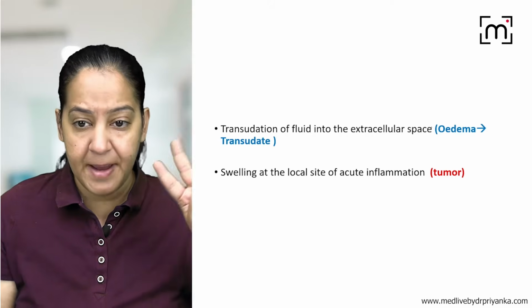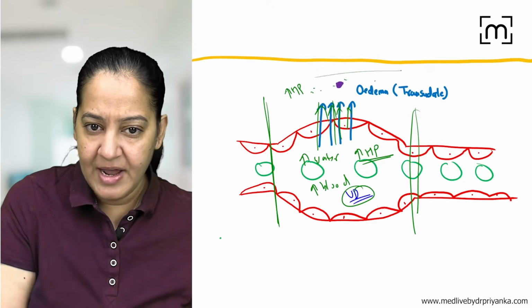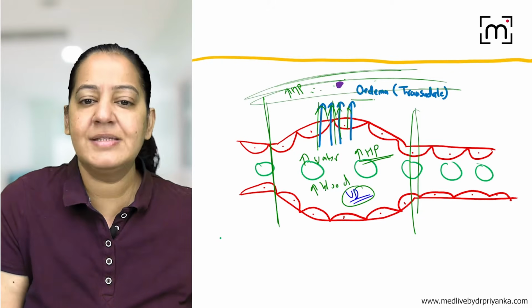So because of the imbalance, the fluid will come out. The fluid will come out and accumulate here. Let me accumulate the fluid here. It is known as edema.